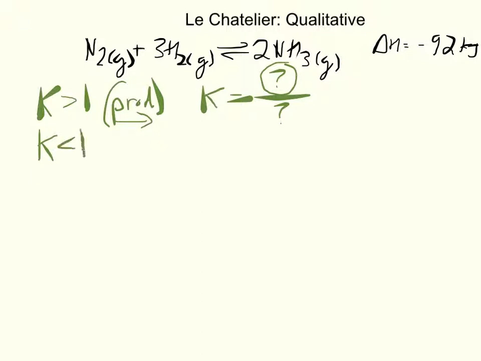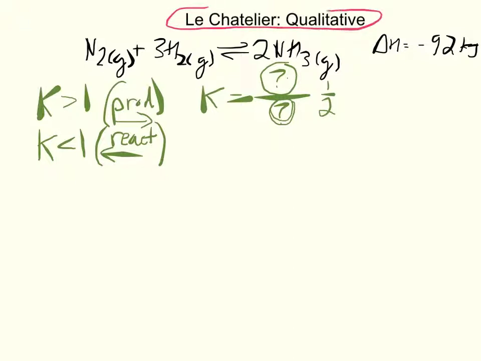If K is less than 1, on the other hand, that means the denominator is a larger value than the numerator. So we have like 1 over 2, for example. And now we would say that the reactants are favored. This reaction is spontaneous in the reverse direction, to the left. Okay? Using that information, we can predict how a reaction will shift if it is stressed. And the way we do that is using Le Chatelier's principle. We're going to talk about it qualitatively first.